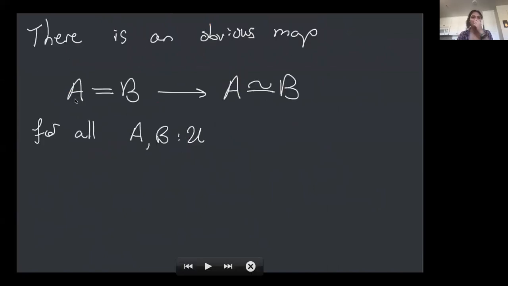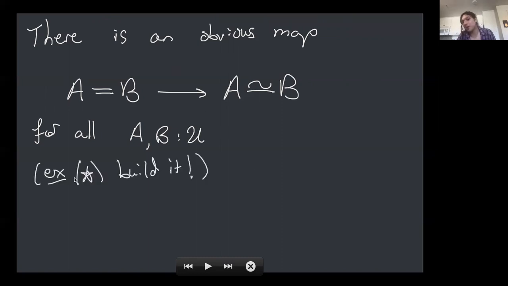Okay, so there's an obvious map. If I have that A equals B, right? So A and B are actually equal. There's an obvious map, which I think the book calls ID to equiv, because the book is really good at coming up with clever names. So ID to equiv takes A equals B and spits out A equivalent to B for all A and B in the universe. And this is the obvious thing, right?